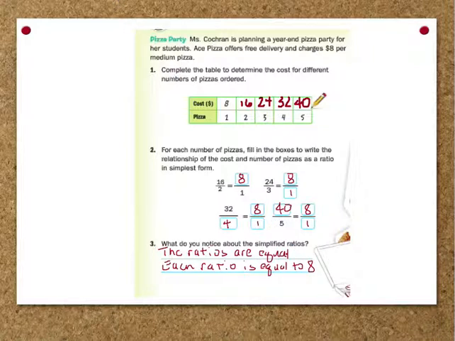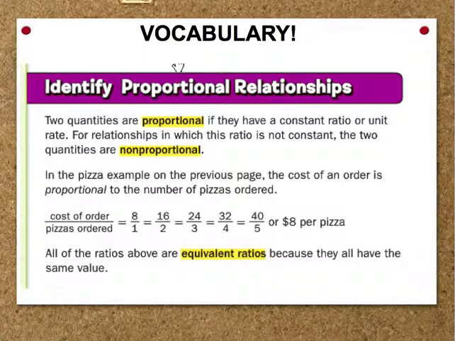All right, so let's look at the next bit of information. Make sure you copy this information into your notes. We know that two quantities are proportional if they have a constant ratio or unit rate. For relationships in which the ratio is not constant, the two quantities are non-proportional.